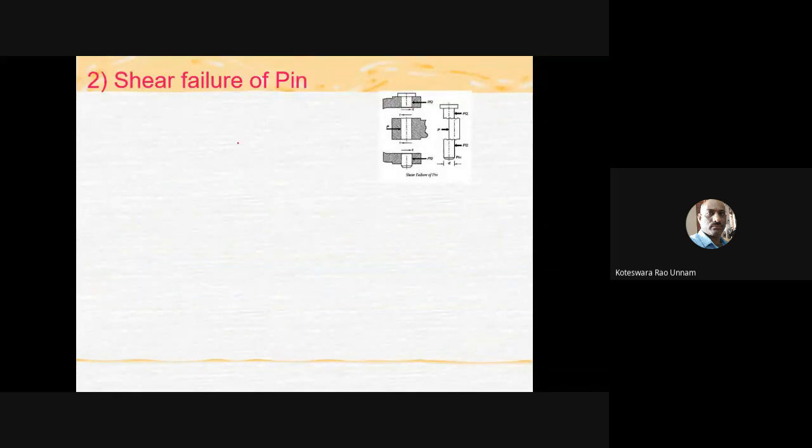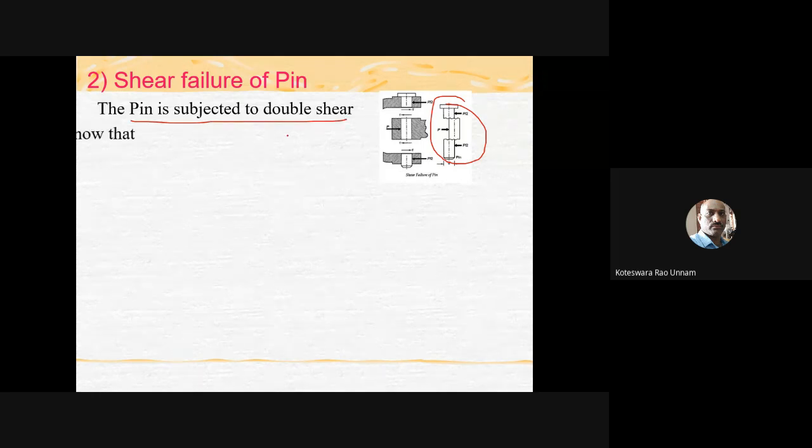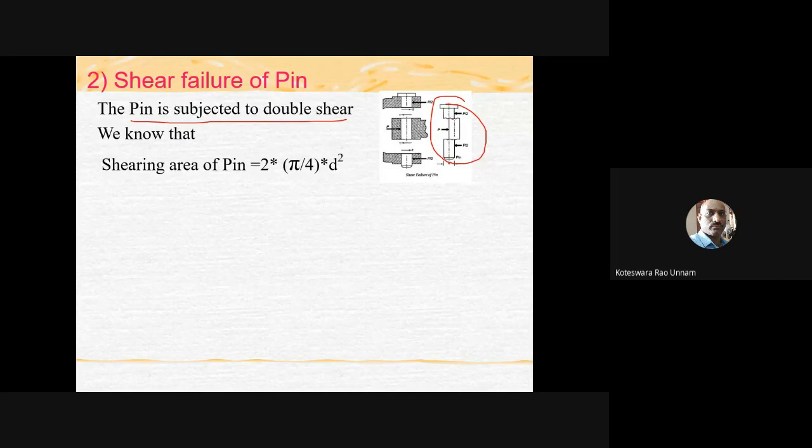Then the shearing failure of the pin. Like already told, the pin is in double shear, so you need to calculate the double shear area. We know that the pin is also circular here, so the area of the pin is π/4 d square, where d is the diameter of this knuckle pin. Then you need to multiply that by 2 because it is in double shear. Here the 2 is missing, so you need to take 2 also here. 2 × π/4 d square into tau will give you the shearing strength of the pin.